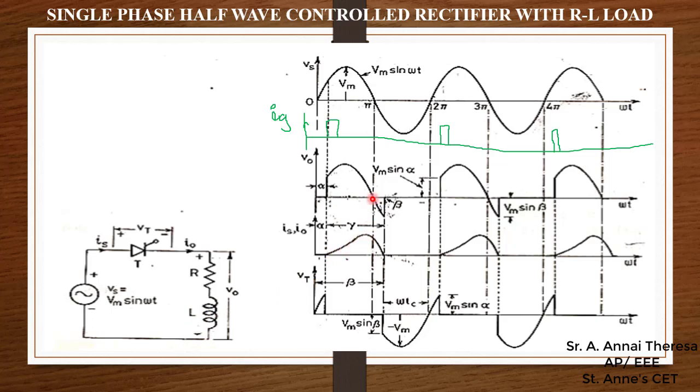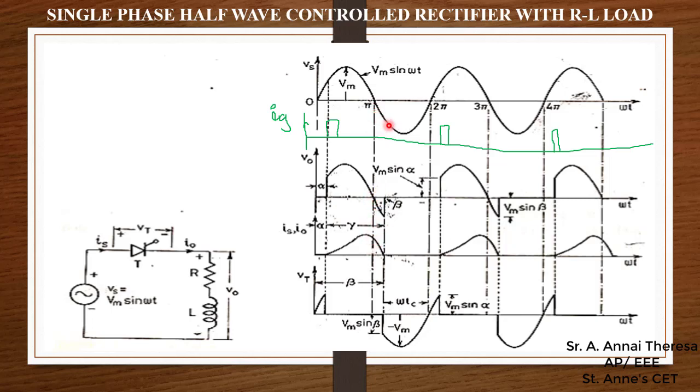Then at omega t equal to pi, at this angle the output voltage is 0. The output voltage is 0, but the output current is not 0. Because of this inductance property, it will slowly discharge. So it is not 0 even though the output voltage is 0.